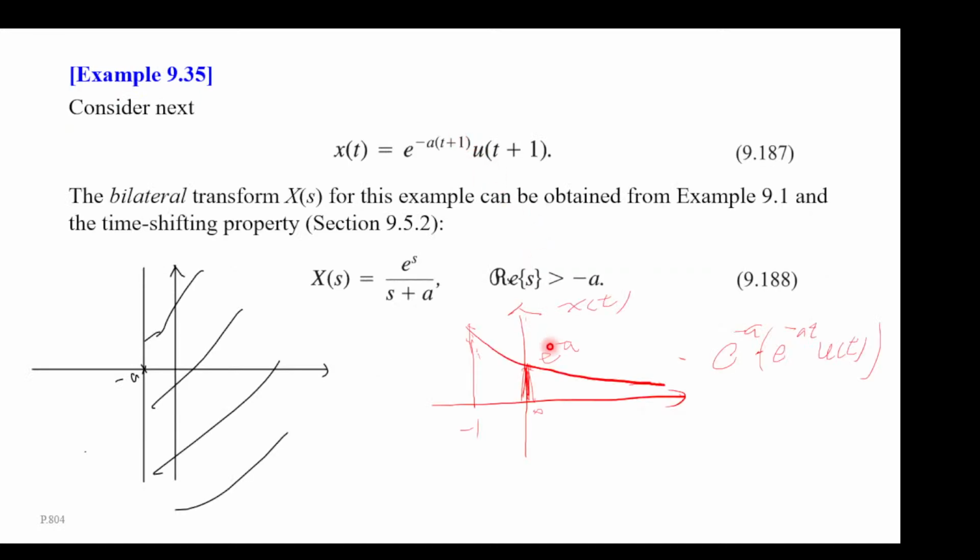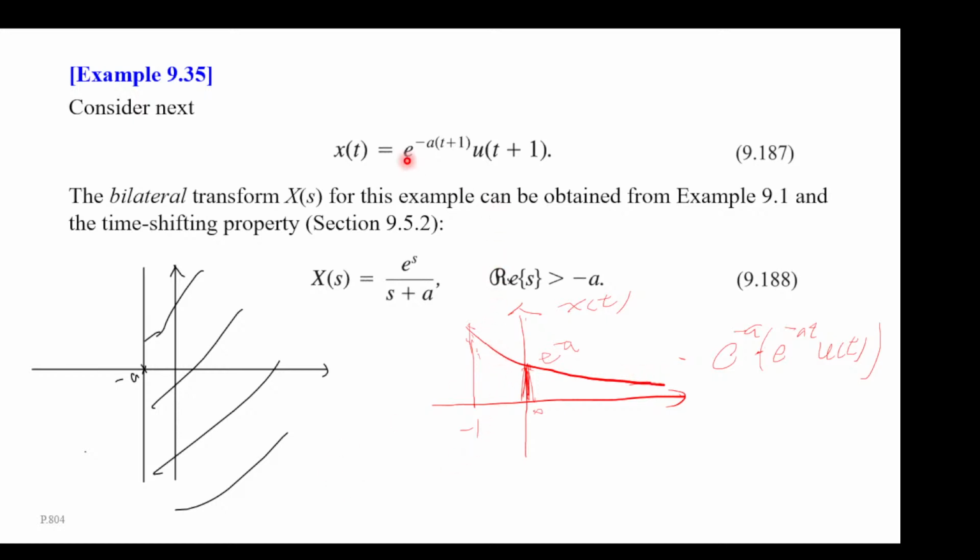But this is our favorite function, shifted a little bit. So x of t is e to the minus a times (t plus 1) u of t plus 1. Let's think about a greater than 0, so it's easier: it's a decaying function, so it will be more convergent. So when a is greater than 0, the function looks like this.